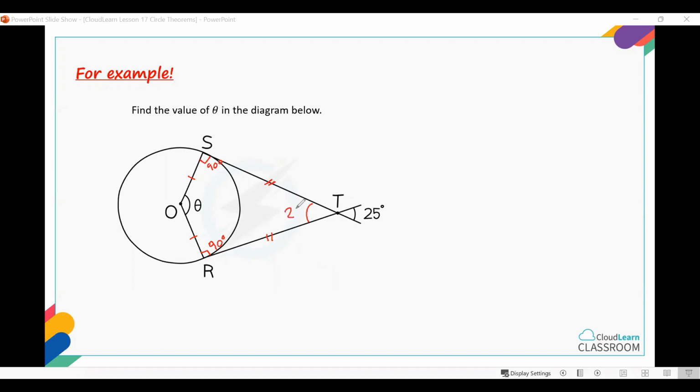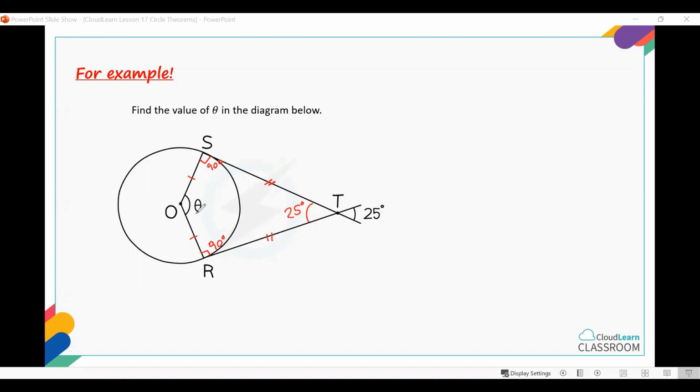25 degrees. Great, well done. Quite a long reason why, but they are vertically opposite angles, okay? So that's vertically opposite to that, okay? So now, in this quadrilateral, we've got 3 out of 4 angles. Who can remember what the angles in a quadrilateral add up to?